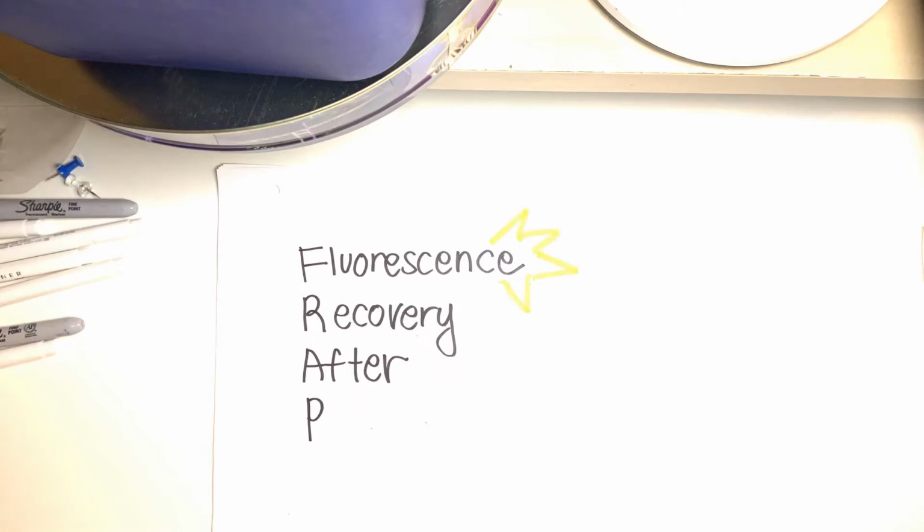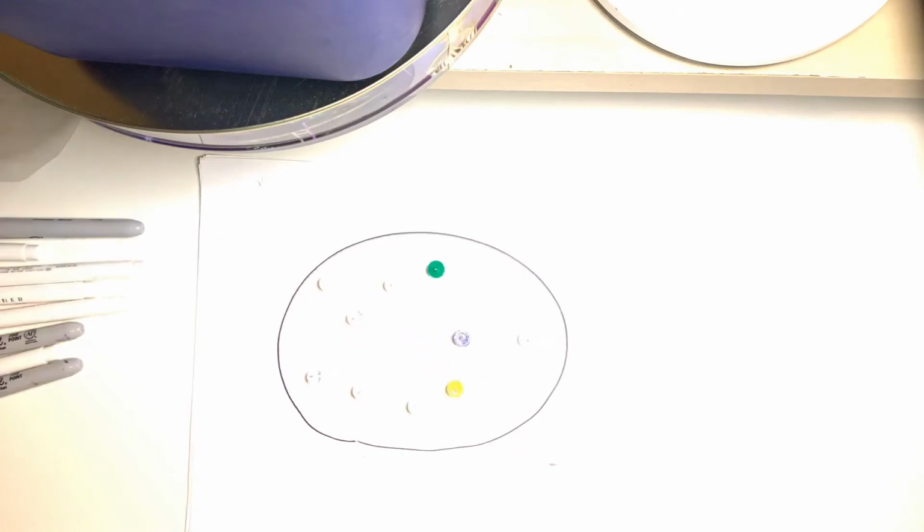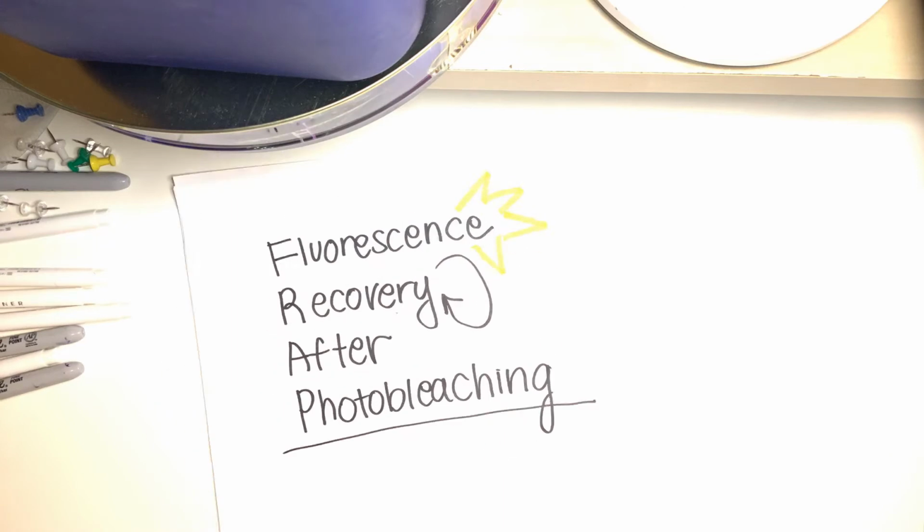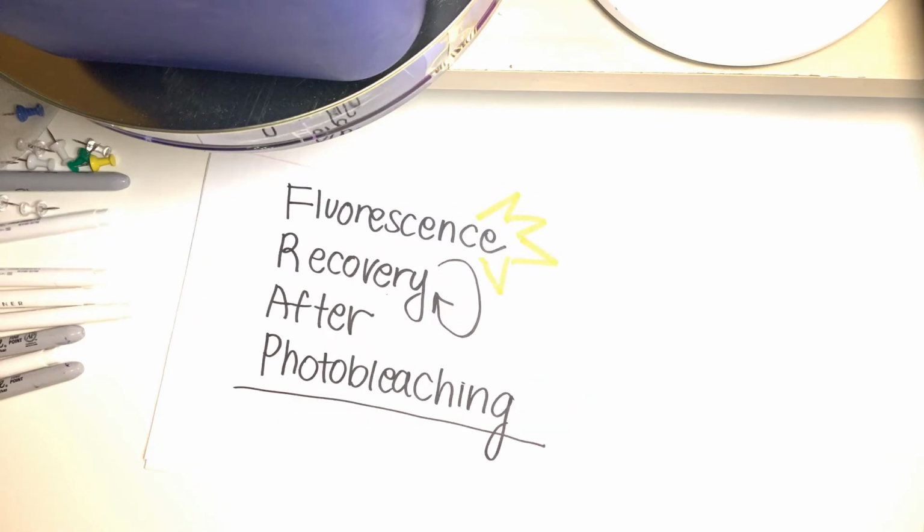Fluorescence recovery after photobleaching. So we know that proteins diffuse throughout the cell membrane. How can we tell how fast proteins move throughout the cell membrane and what affects the speed? We can use fluorescence recovery after photobleaching.